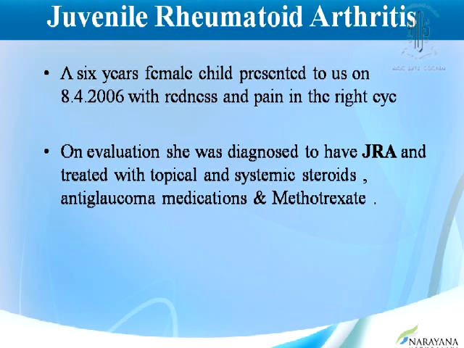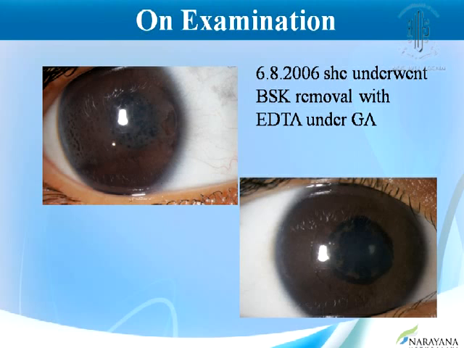A 6-year-old child presented to us in the year 2006 with complaints of redness and pain in the right eye. On ophthalmic evaluation, she was diagnosed with iridocyclitis with secondary glaucoma in the right eye. Systemic evaluation diagnosed JRA, and she was started on systemic steroids and also on methotrexate. Once the inflammation was under control, the child underwent BSK removal with EDTA under general anesthesia, following which visual acuity improved to 6/9 in that eye.